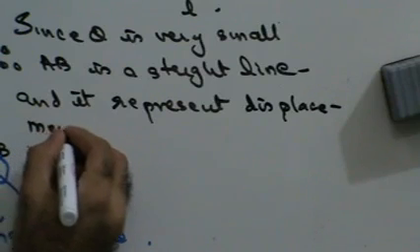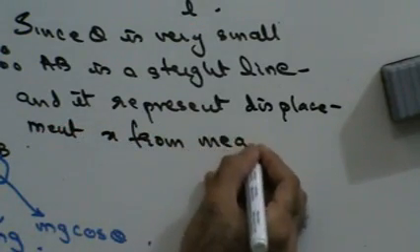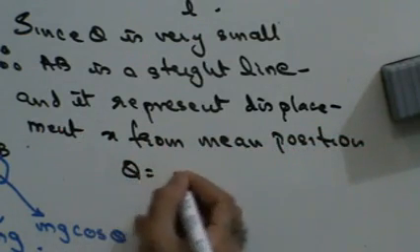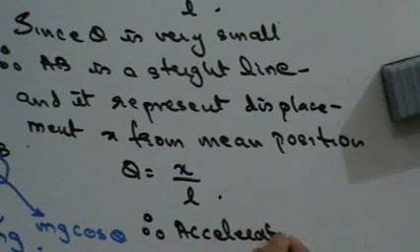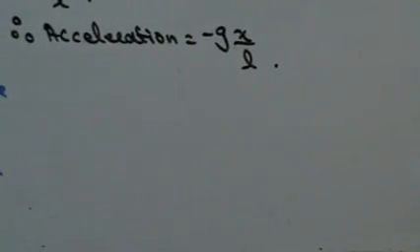It represents displacement x from mean position. In that case, I can say theta is x upon L, right? In which case I will get acceleration. Acceleration is minus g theta, so that will be minus gx upon L, right? Where I can say g and L are constant. G is the acceleration due to gravity, L is the length of the pendulum.